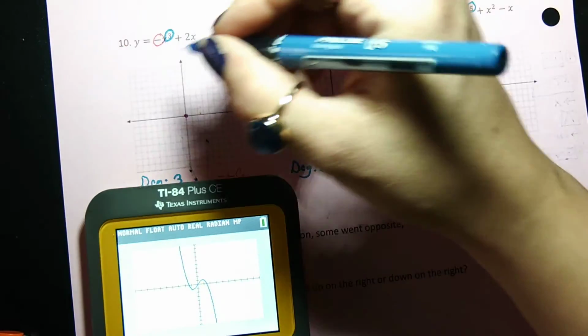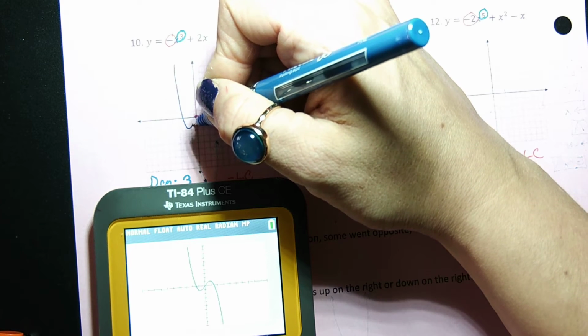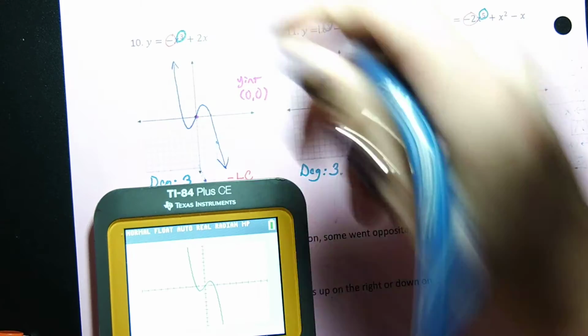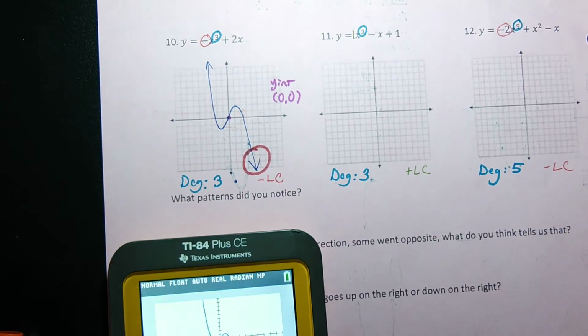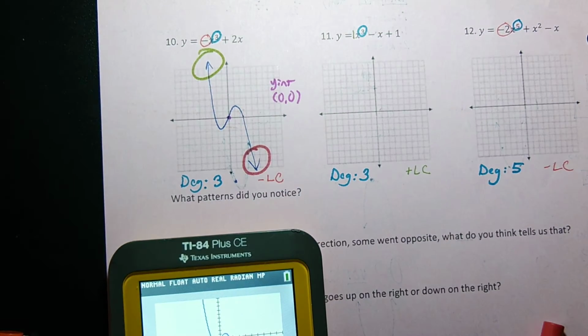So swooshing down on the left side of the y-axis, then swooshing up through the y-intercept, and putting arrows on the end. Now this one, our right arrow is going down, and our left arrow is going up. So opposite directions, going up and going down.